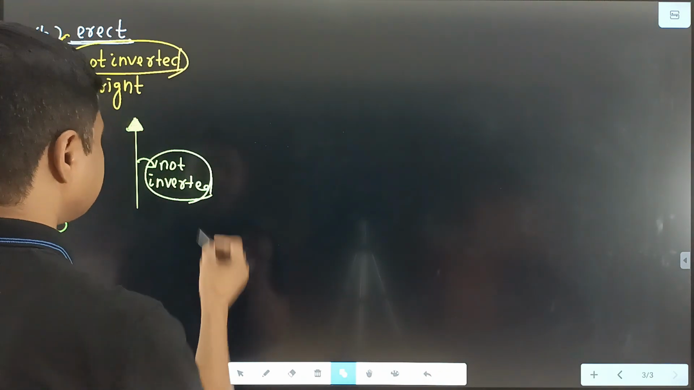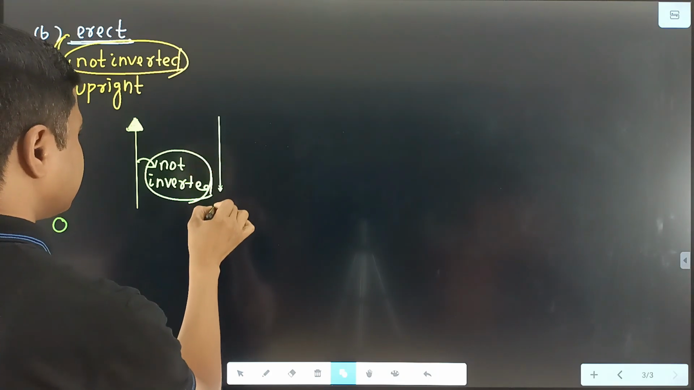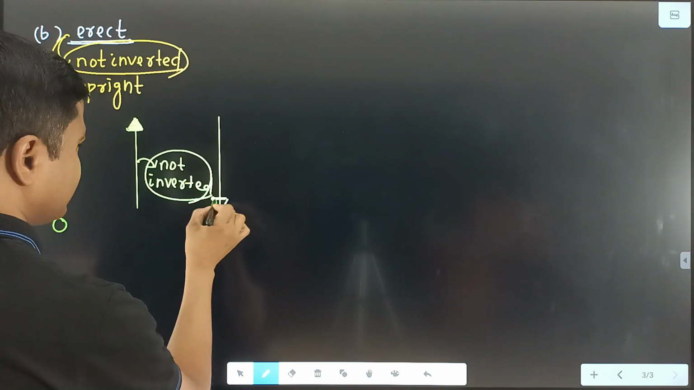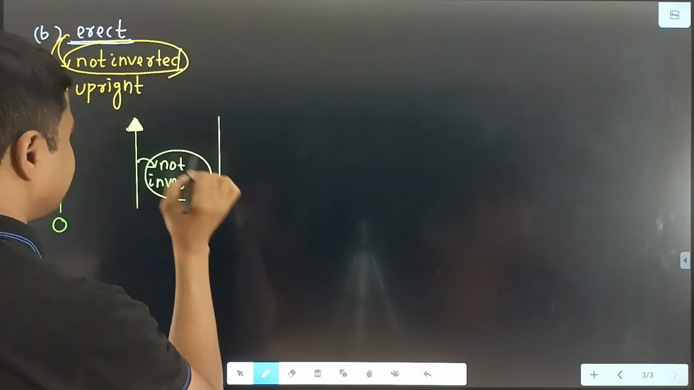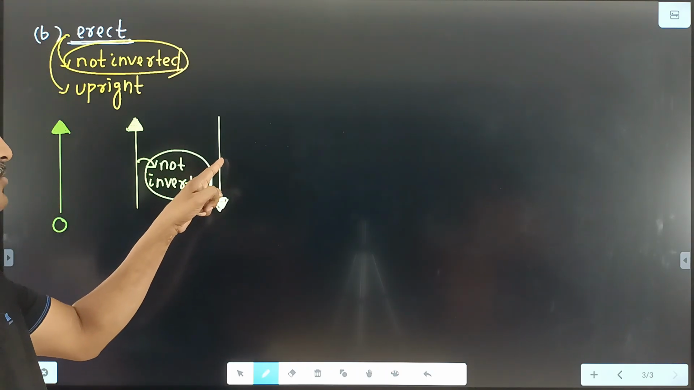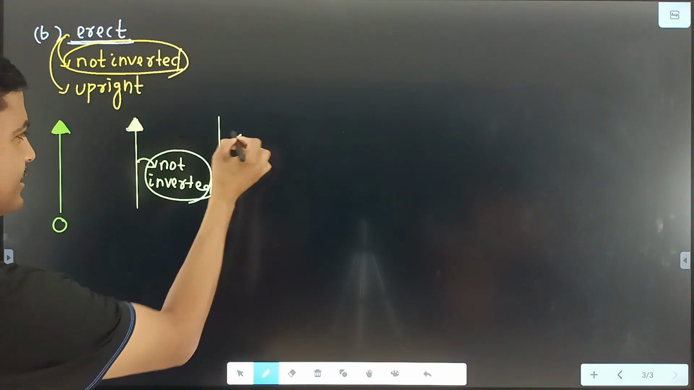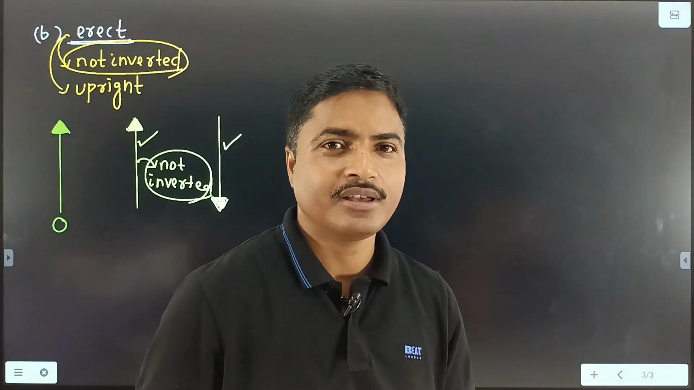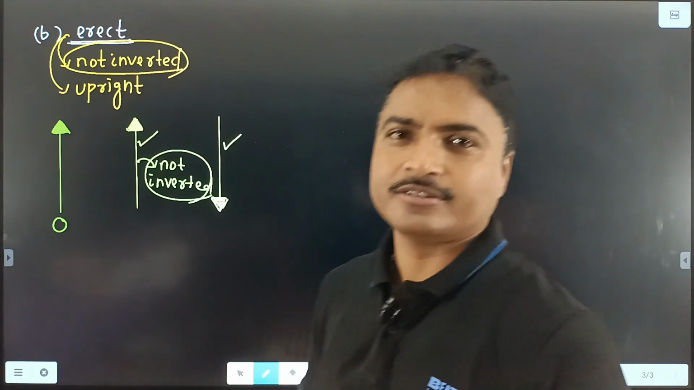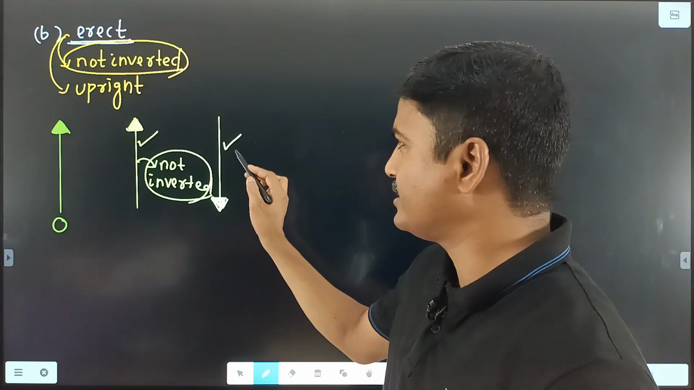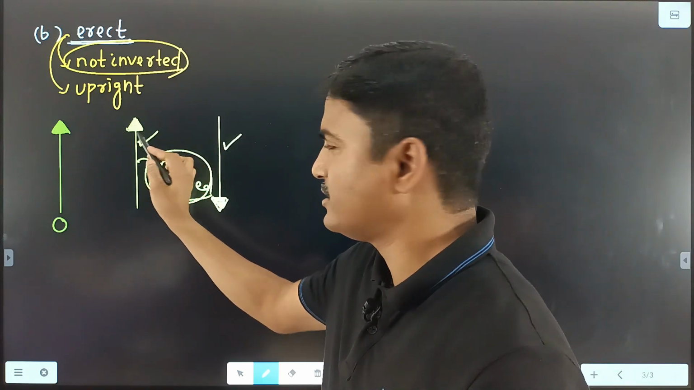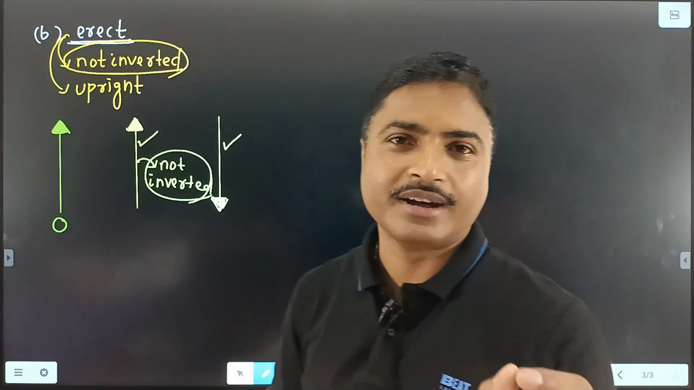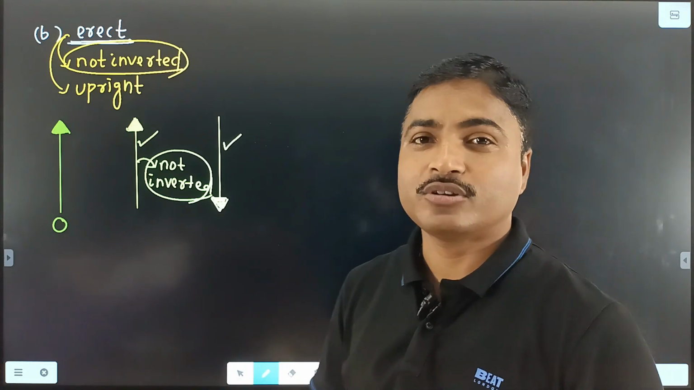If the situation is just like this, the image is formed just like this. This is the head, this one is the head of the image. Then we write this one is the inverted image, but this one is the erect image. Clear? That is the difference between erect image and inverted image. This one is the inverted image and this one is the erect image. That means if the image is virtual, that is always erect.